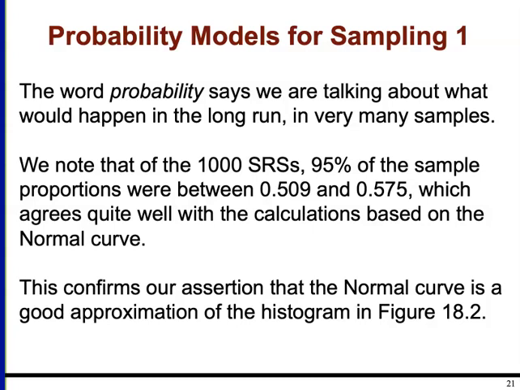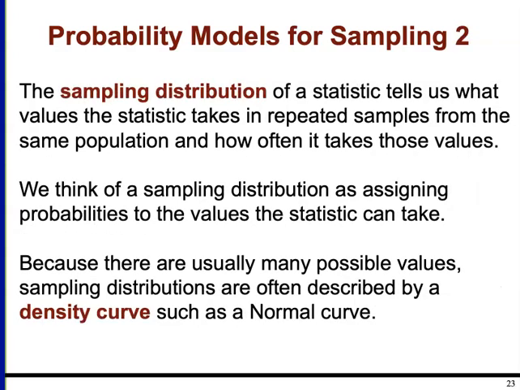And that should help you see that it really is okay for us to use the normal curve for approximating what's happening in this histogram where we're looking at all of the different samples. And there's a special name for that histogram. It's called the sampling distribution of a statistic. What it does is it tells us the values that the statistic takes in repeated samples from the same population and how often it takes those values. So you can think about the sampling distribution as assigning probabilities to the values the statistic can take. And we often will describe that normal curve that we lay over it as a density curve.